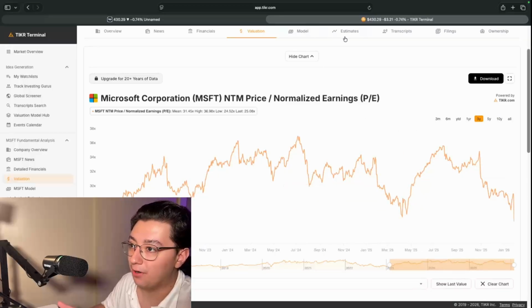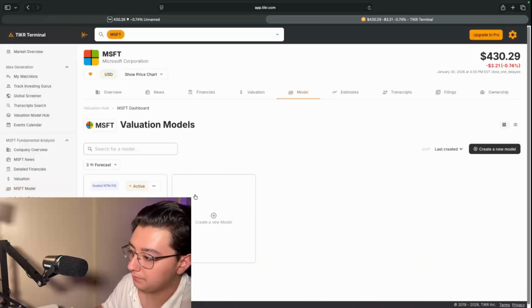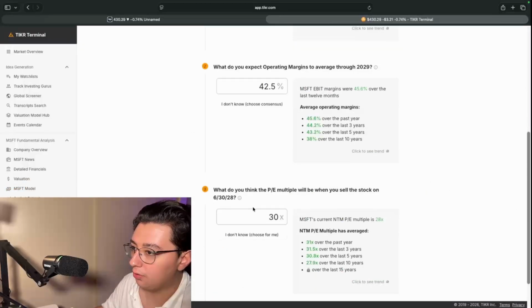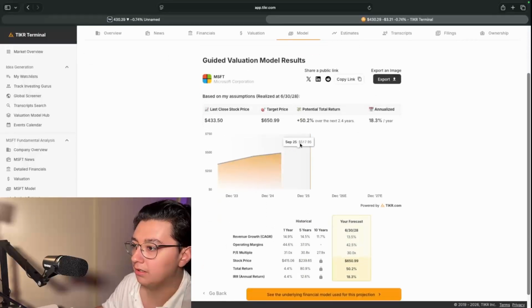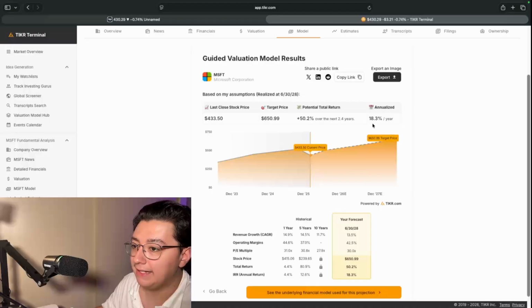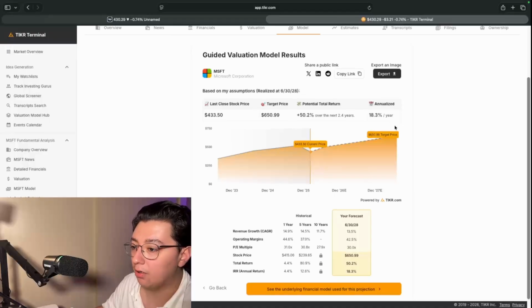After the market finally realizes it's being a little irrational, we come over here to the model and put a 30, and then we click on generate results. We're going to get 18.3% per year.